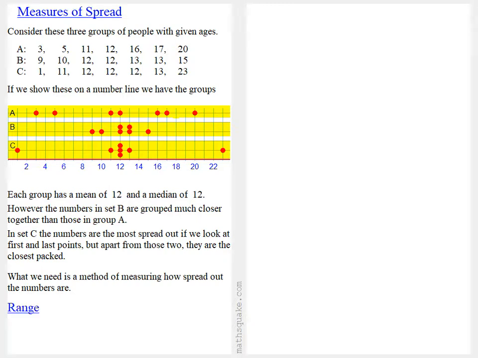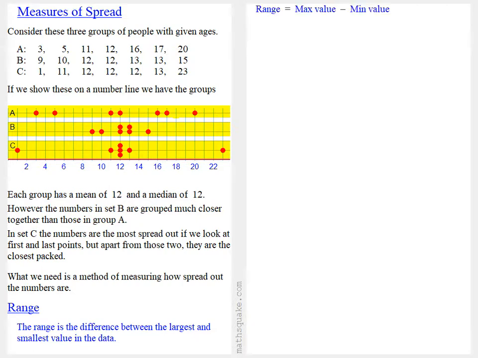Now one method we use is called the range. The range is the difference between the largest and smallest value in the data. So the range is equal to the maximum value minus the minimum value.